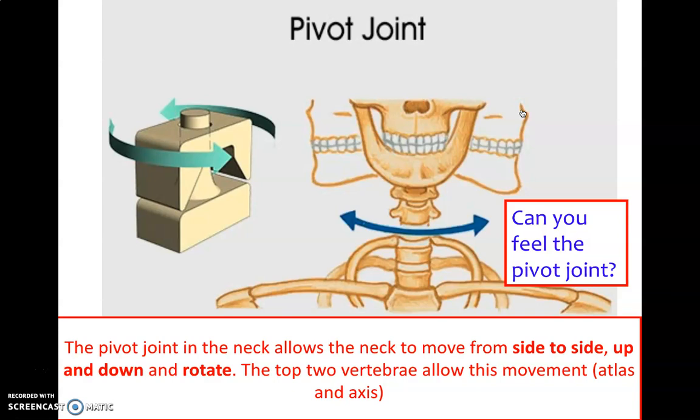You can also find the pivot joints in the wrist. So if you put your wrist in a fist and then push your wrist down towards the floor, then bring it back up, you can see how it's moving. And this is where the radius in your arm is meeting the ulna. But the best example is in the neck. So have a go at moving your wrists and your neck, and it's also in your elbow as well. But the neck's the best example.